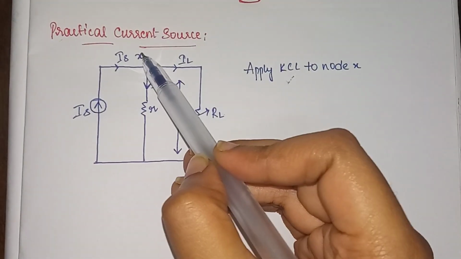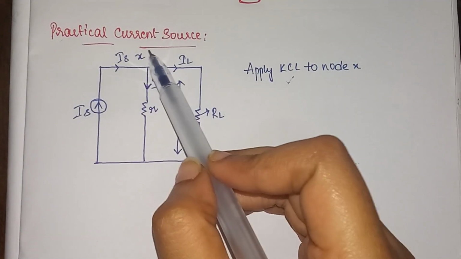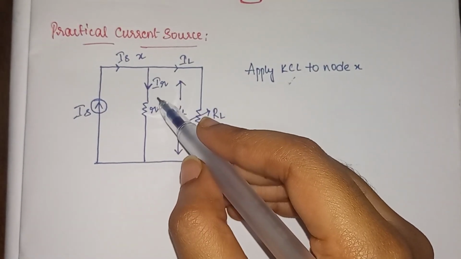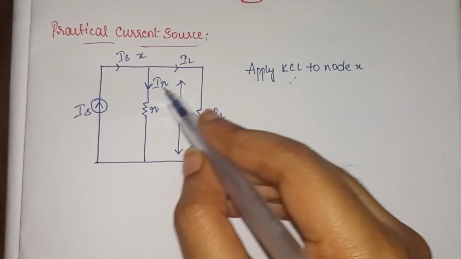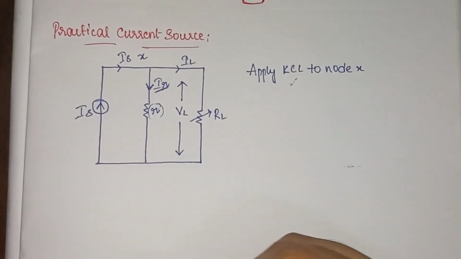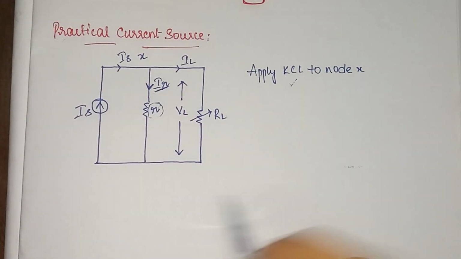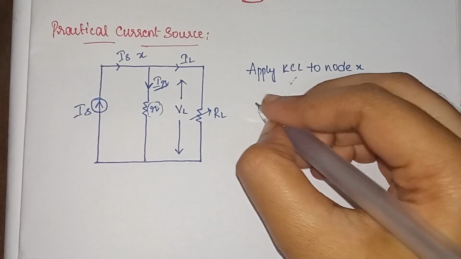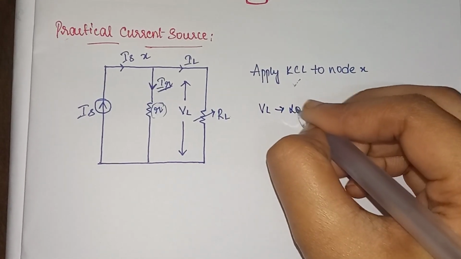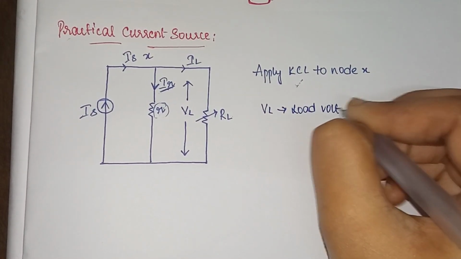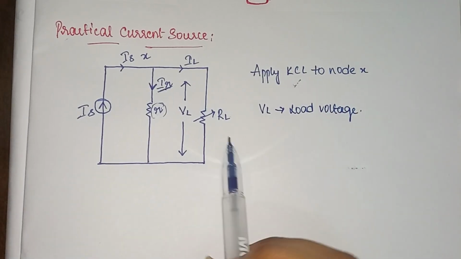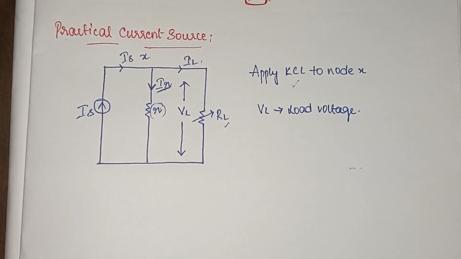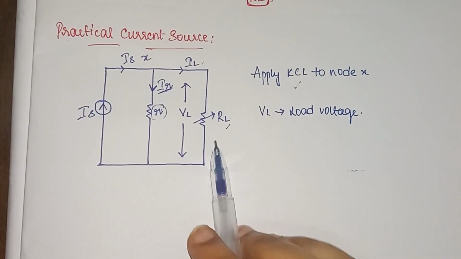Okay, so this X is called a node, and this is our internal resistance, and this IR, this current is generated because of this internal resistance. We'll discuss it now. See, for example, here this is VL. VL is called the load voltage, and this load voltage is generated because of load current and load resistance, as discussed in the past video also, and this is the concept we have here also.